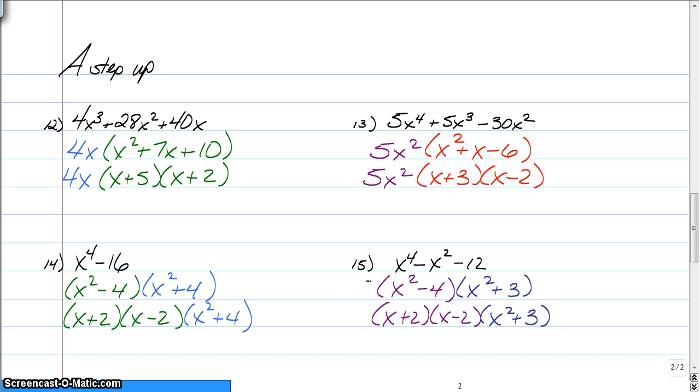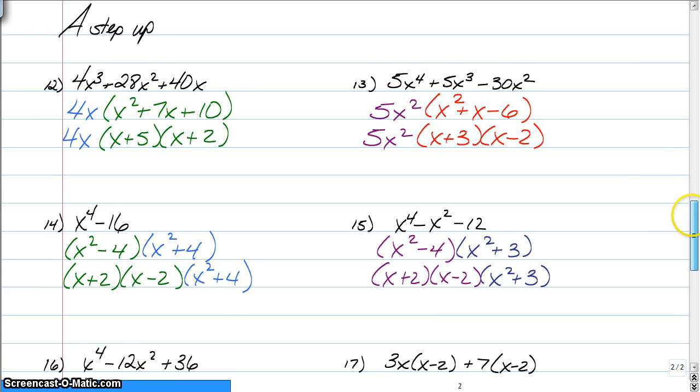Same thing happened with number 15, except this was what multiplies to negative 12 but adds to negative 1. It's just that we want x to the fourth, not x squared, so it's still following the appropriate pattern. So what multiplies to negative 12 and adds to negative 1 is a negative 4 and a 3. But since this is x squared, you had the difference of 2 squares again for the purple one.